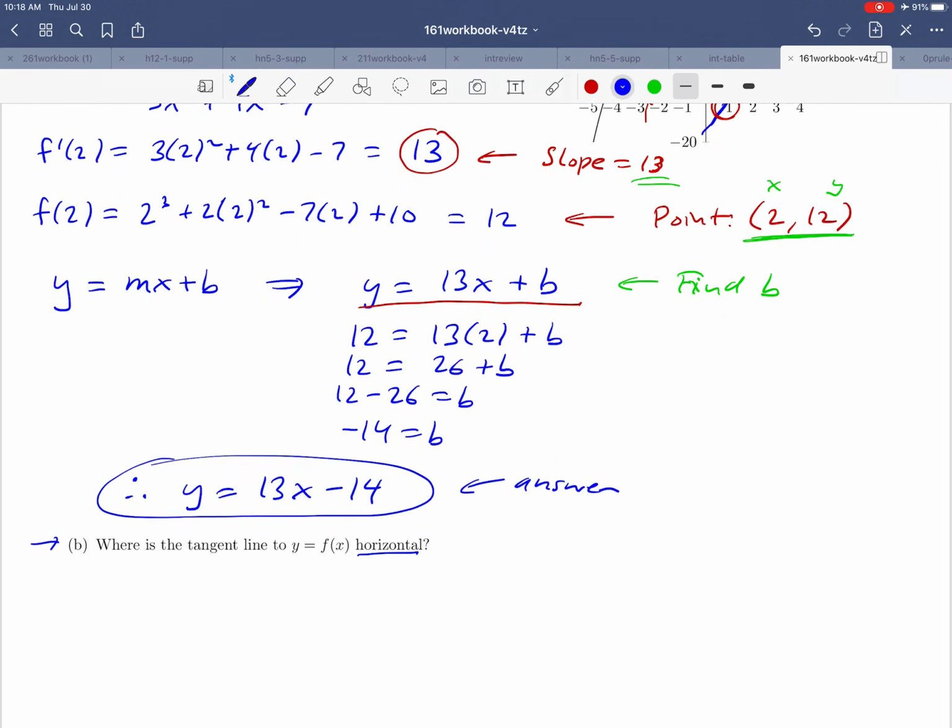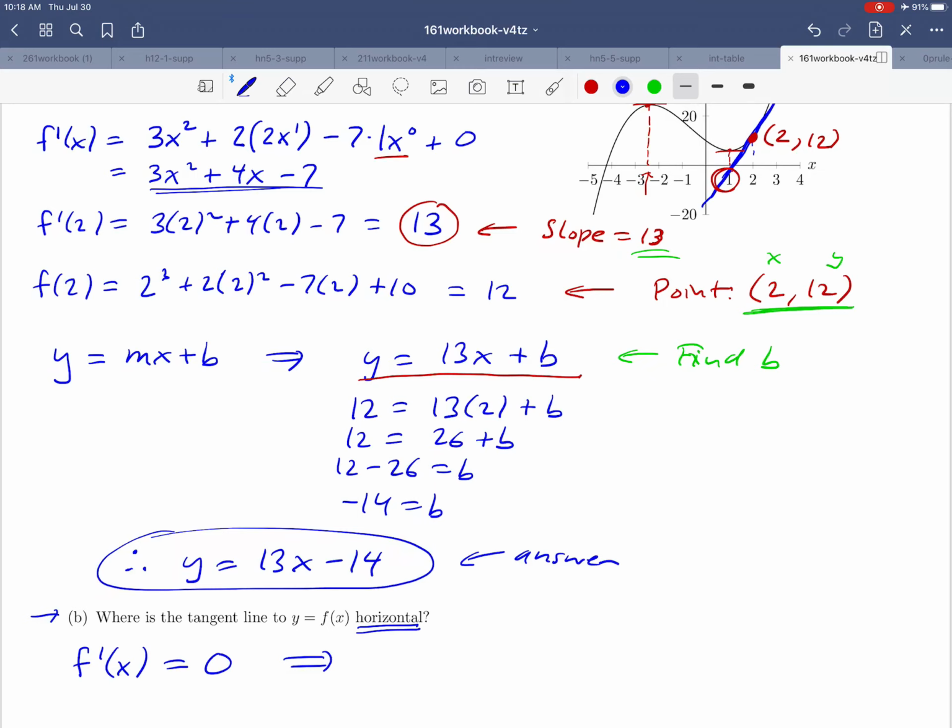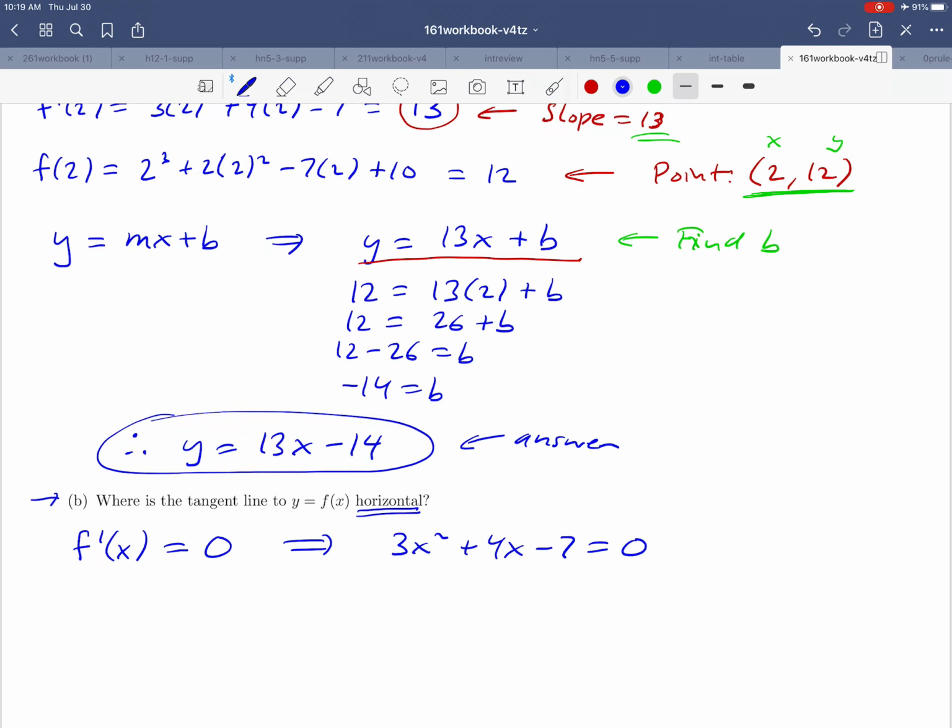Well, we can do that by reminding ourselves that a horizontal slope is really a 0 slope. So it's like asking you to take the derivative and set it equal to 0. The logic here is that the derivative represents slope. It's just asking us where is the slope 0. And we have a formula for the derivative. Up here in part A, we got 3x squared plus 4x minus 7. So algebraically, it's like asking you to take that formula for the slope and set it equal to 0. Notice that that's an equation that we can solve for x.